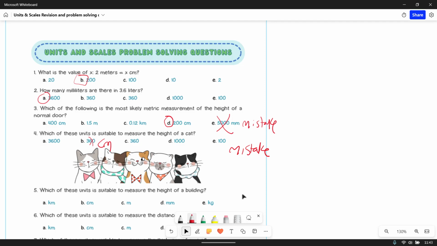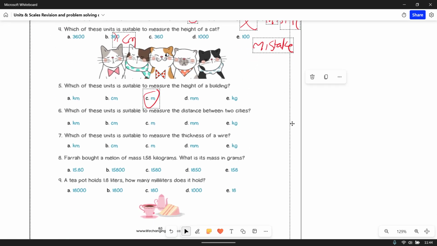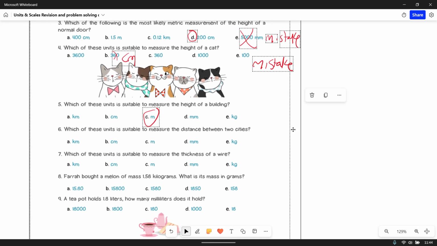Which of these units is suitable to measure the height of a building? Kilometers is too high because that's the measure from one town, from one road to another road. So the next best is C. To measure the distance between 2 cities, that's A.